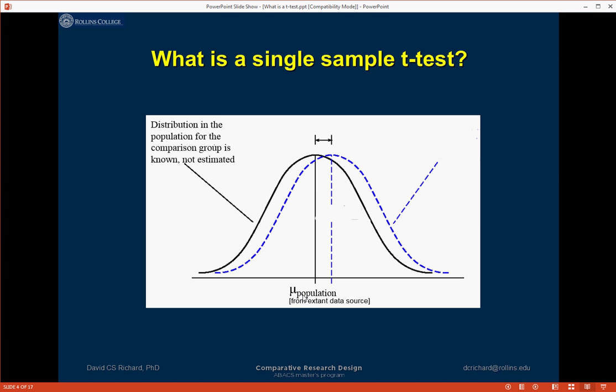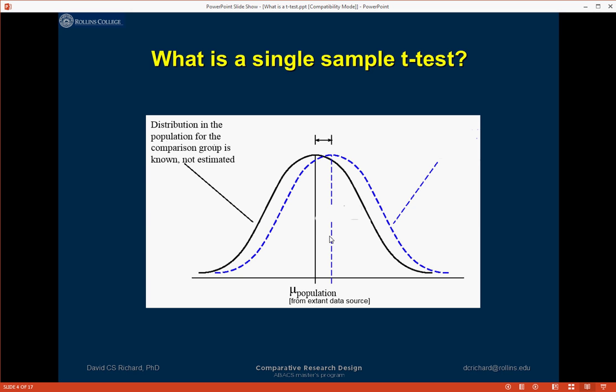And then I'd have a bell-shaped distribution around that, which should look familiar to you from your glorious days in statistics in the past. It says the distribution in the population for the comparison group is known, not estimated. Why is it known? Because we've sampled pretty much everybody. Now to be fair, U.S. Census Bureau data really is still a sample because we don't really measure everybody, but it's such a big sample that it really stands in for the population as a whole. So for all intents and purposes, we're going to consider that equivalent to population level data.